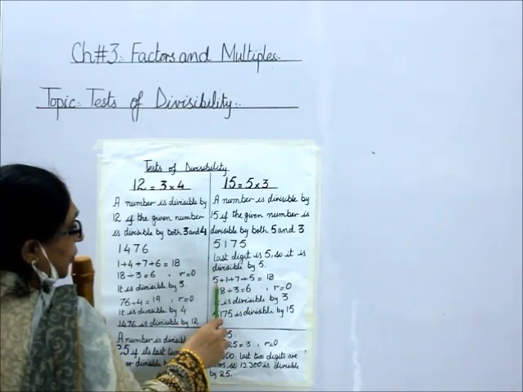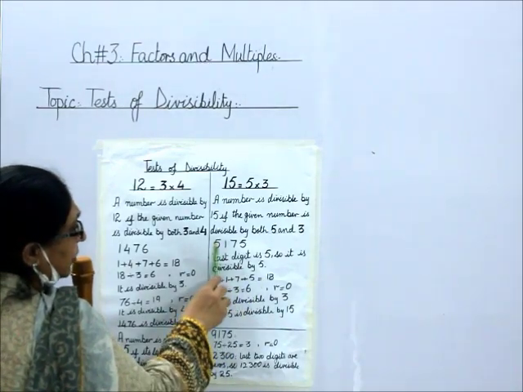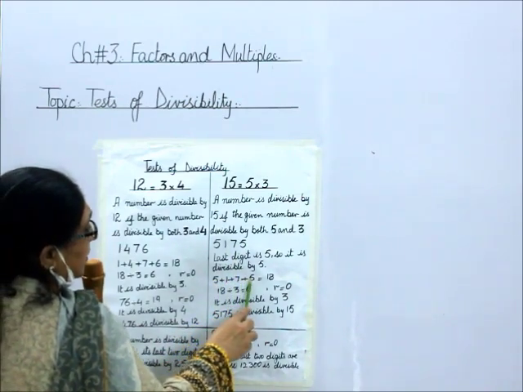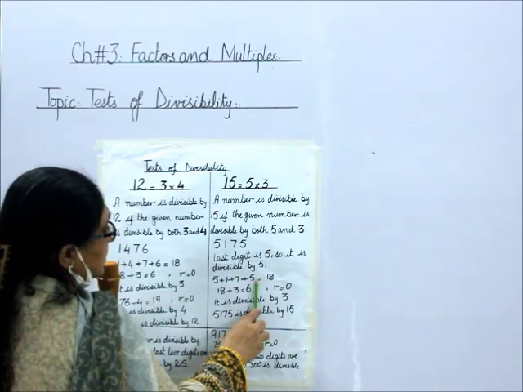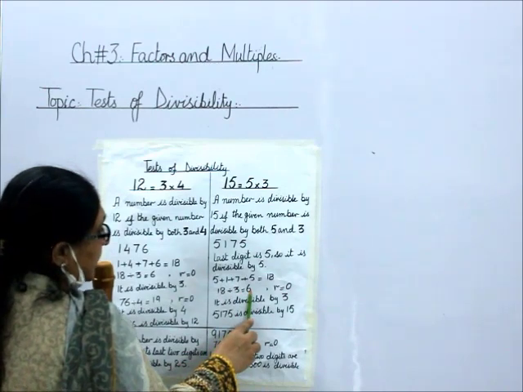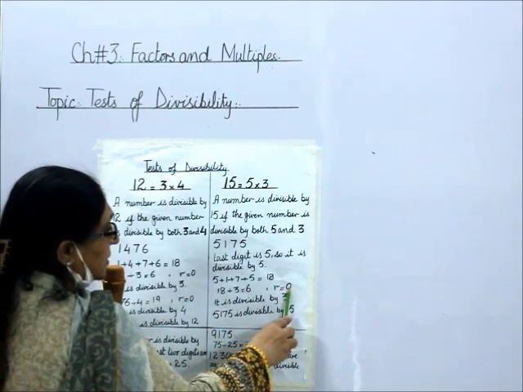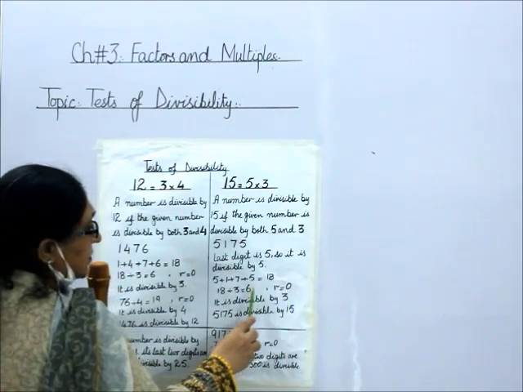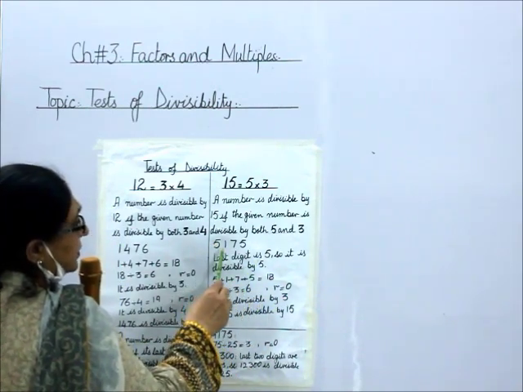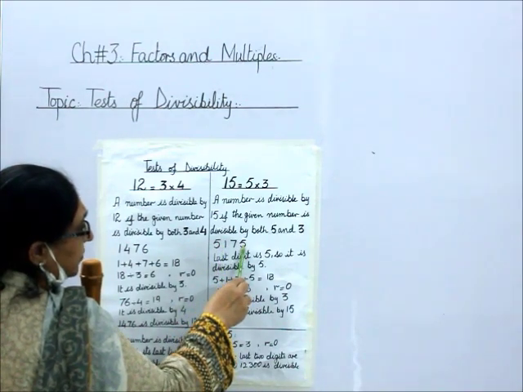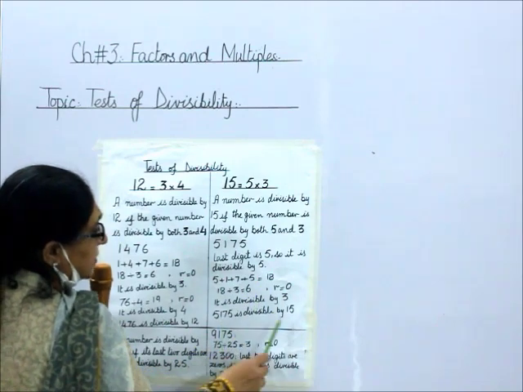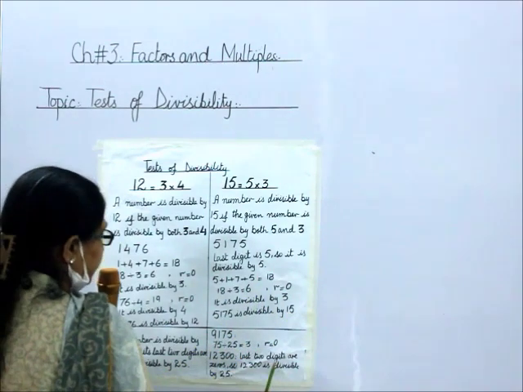Let's apply the rule for number 3. We have to add all the digits of this number. 5 plus 1 plus 7 plus 5, and the sum of these digits is 18. 18 divided by 3, the quotient is 6, and here again the remainder is 0. So it is divisible by 3. Now you can see 5175 is divisible by both the numbers 5 and 3. So it is divisible by 15.